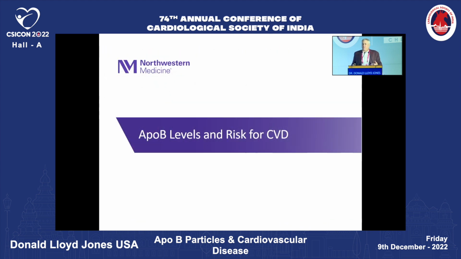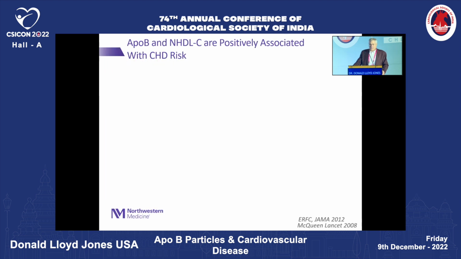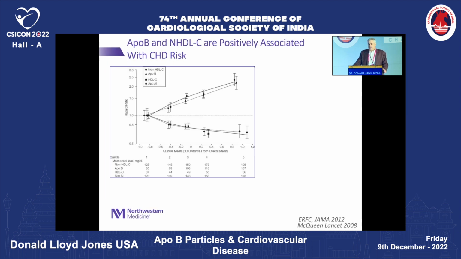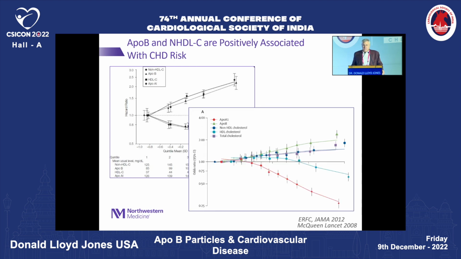Okay, so what about the levels of ApoB and the risks related to cardiovascular disease? Well, we know that ApoB and non-HDL cholesterol are both positively associated with coronary heart disease risk, and in general, they are similarly associated with coronary heart disease risk. You see that in the top here. And in fact, in other studies from other large pooling cohort projects, you can see that ApoB tends to be associated with higher risk in some cases than is non-HDL cholesterol, but both of them, of course, are associated with higher risk.